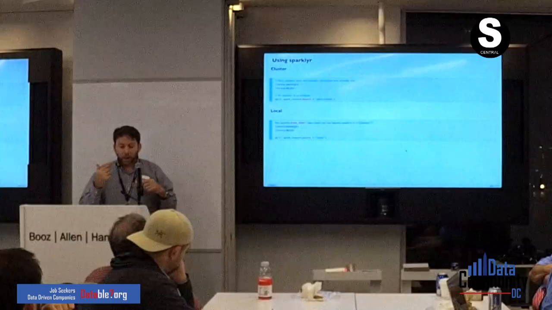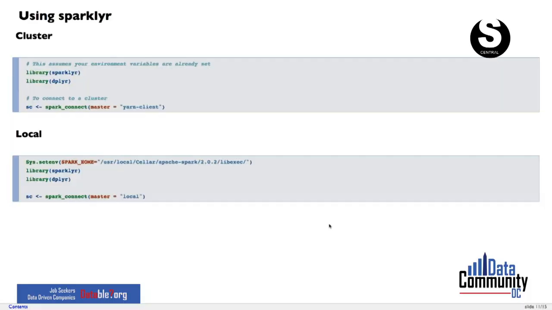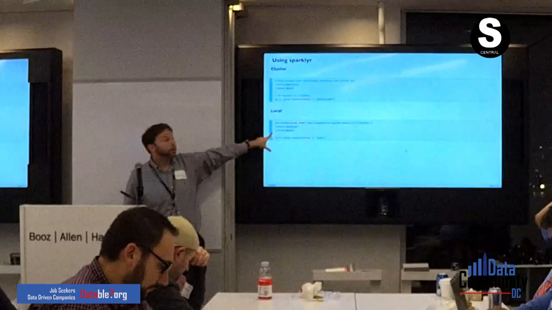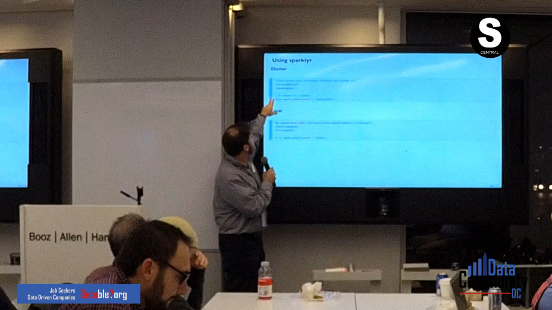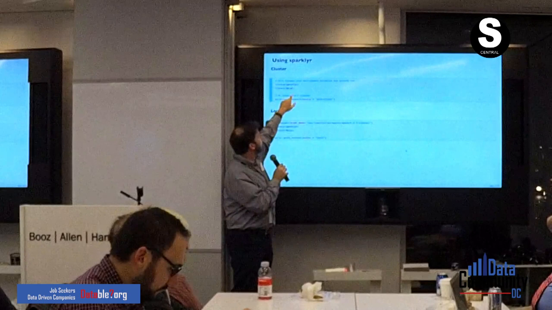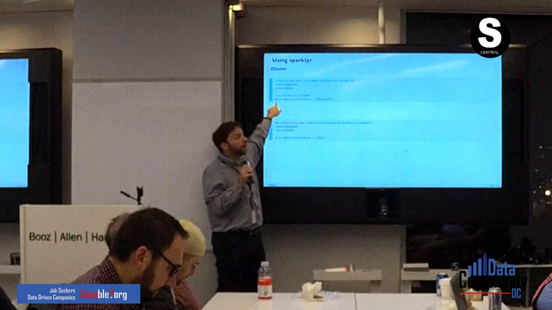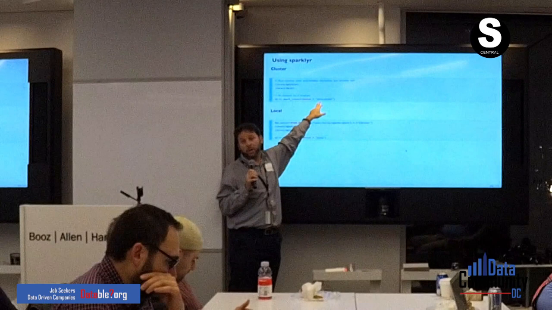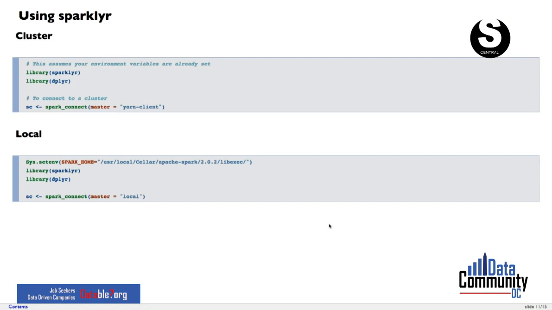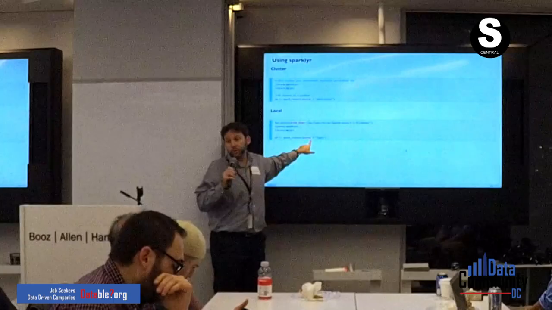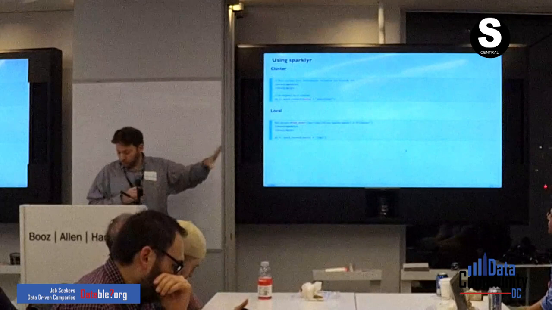All right, I've got to speed up. Using SparklyR is really simple. There's a lot more to this, but to invoke it, in the top one, this assumes your environment variables are set. So you load your library SparklyR, you load dplyr, and then you create a Spark connection using sc, the Spark context, and in the top case, it's actually using yarn-client, so it's using the cluster. In the bottom one, this is on my Mac, so here I actually have to set my environment variable. The first one tells it where Spark is, and then you see the difference in master: here it is yarn-client because I'm using a YARN cluster, and here I'm just using Spark locally. Those are the first three lines of code that will allow R to talk to your Spark cluster.